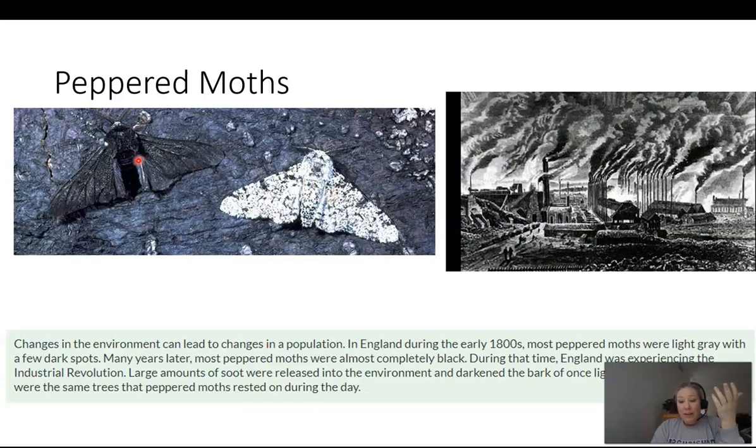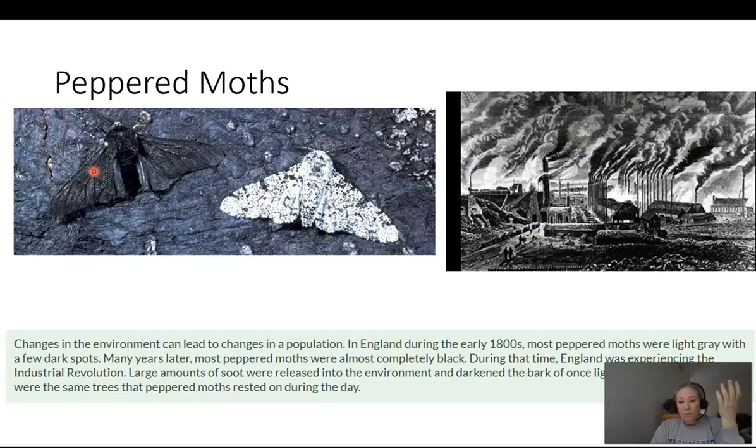But there was variation within the population. Not all the moths looked exactly like this one. Sometimes the moths would be born with that darker trait. And so as the bark got darker and darker, the moths that were darker actually ended up camouflaging better.